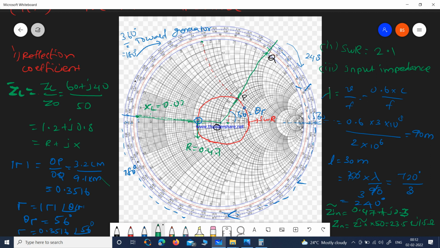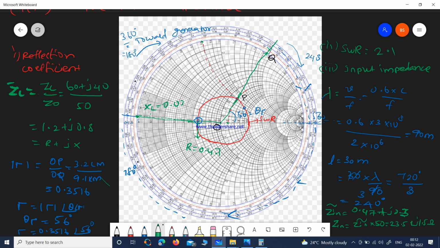We need to find the lambda. So given is 0.6 times the velocity of light over the frequency f. So you got 90 meter. So I want L in terms of lambda. So they given 30 meter long. So 30 into lambda by 90 will give you 240 degree.